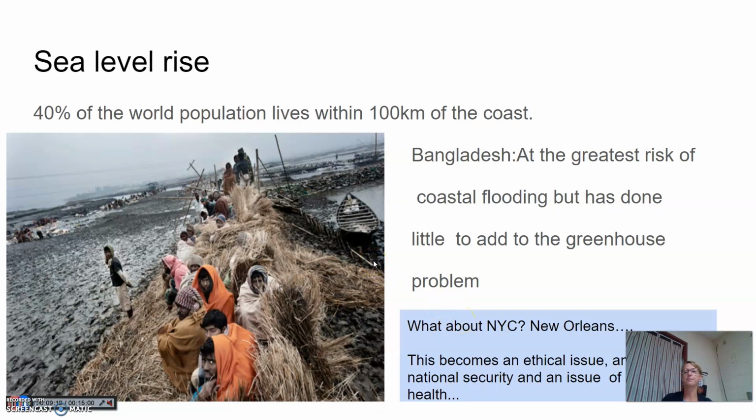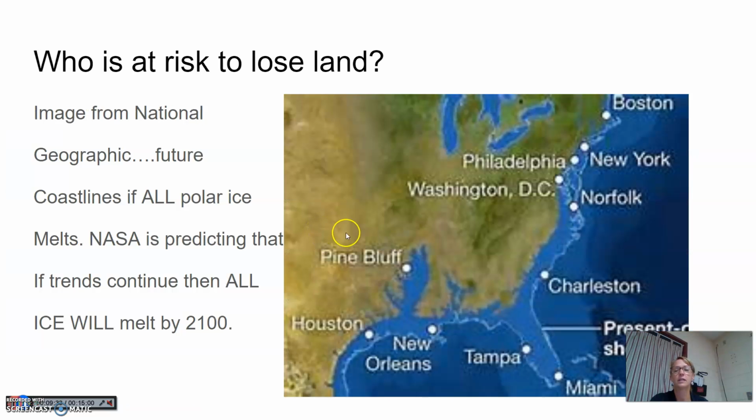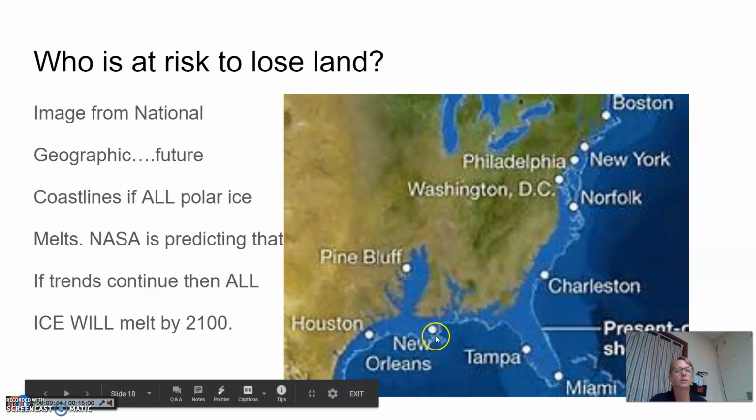Here's another big problem. Because of shipping, most big cities were started along coastlines. 40% of everybody in the world lives along an ocean coast. If sea levels rise, we could lose all of those cities. So here's a worst case scenario. If all of the ice in the Arctic melts, sea levels will rise to this point. Look at all of these big cities that are underwater.